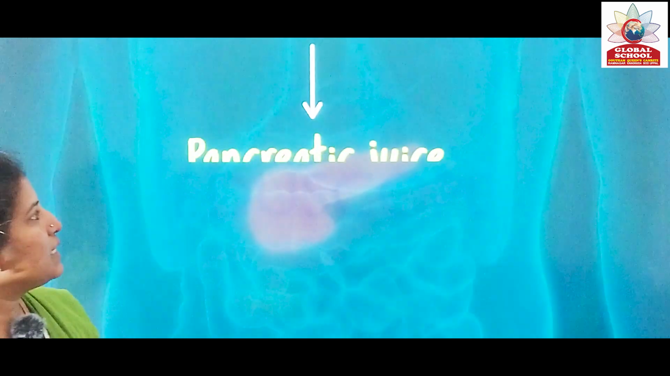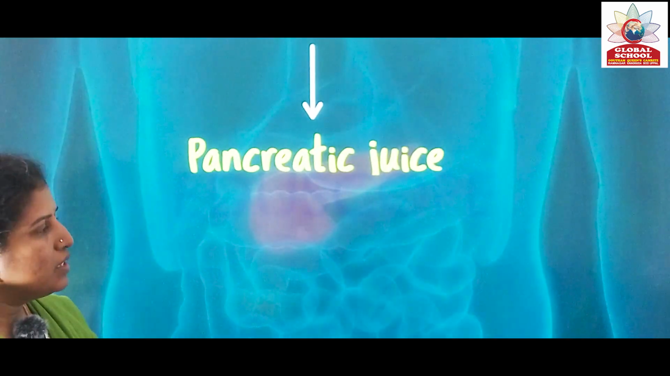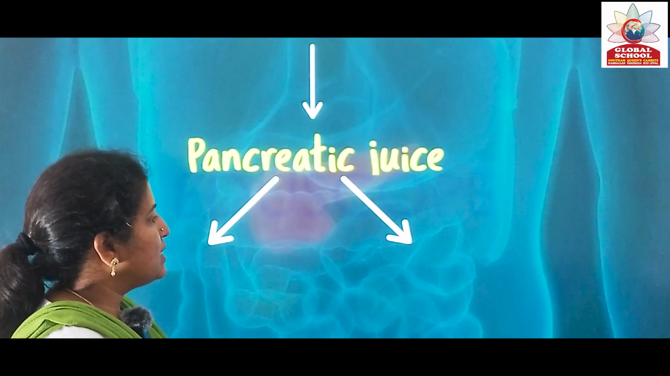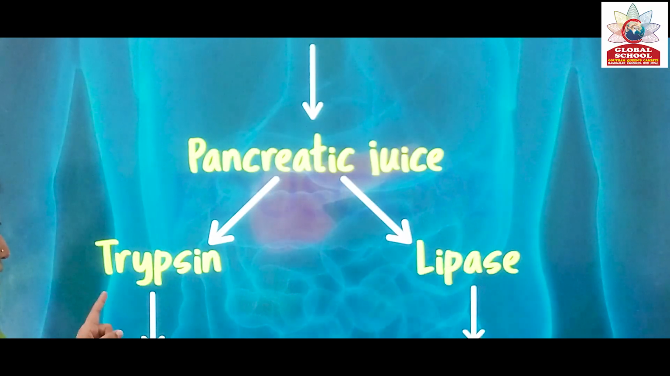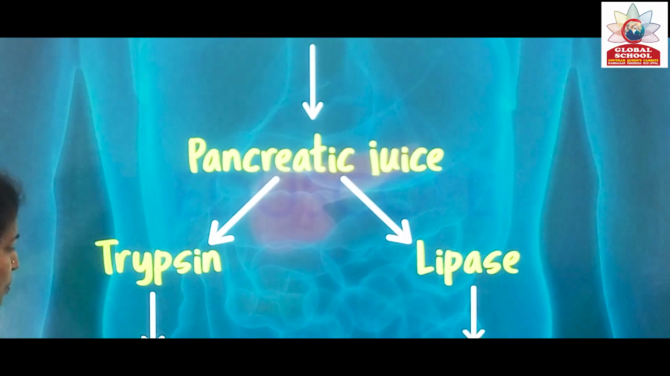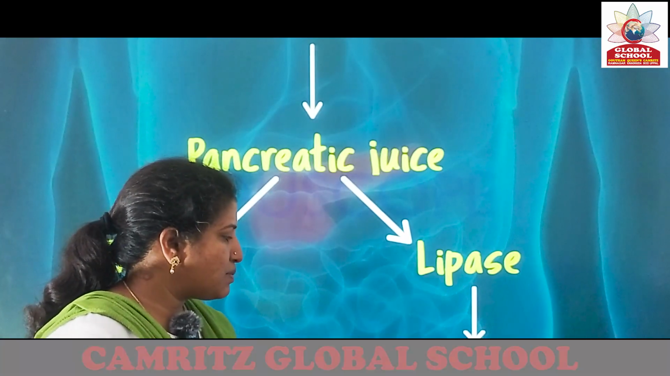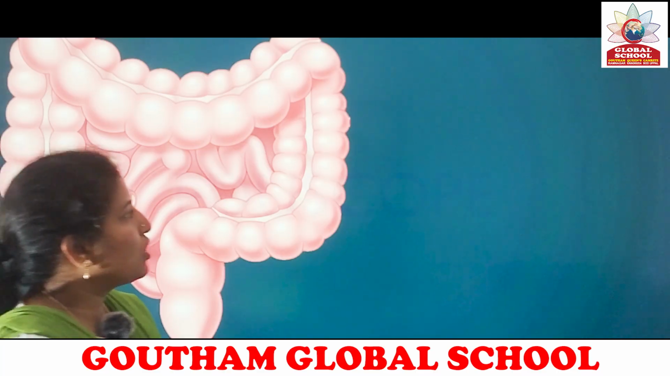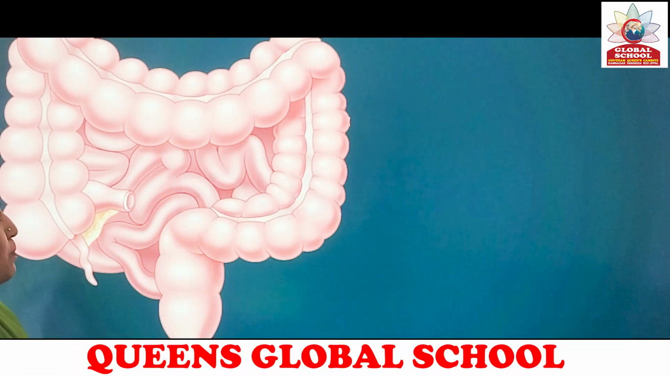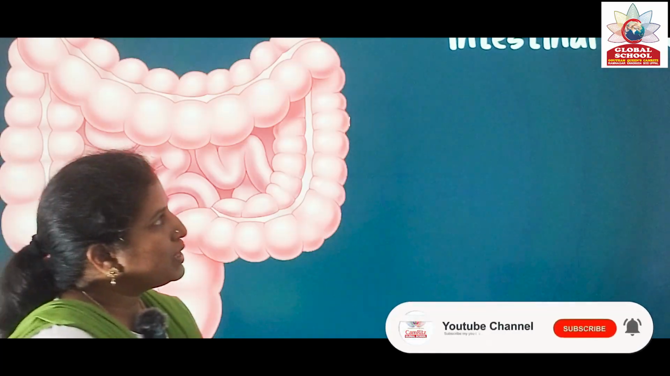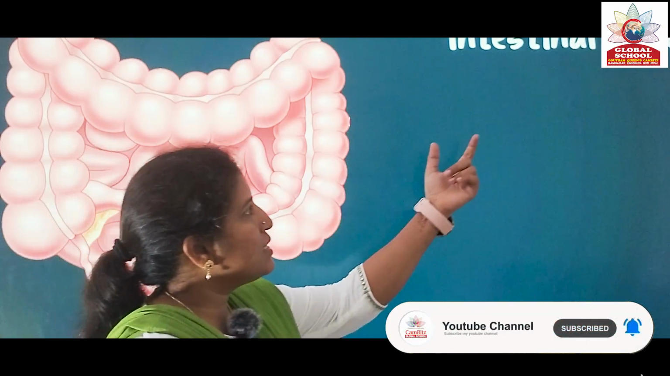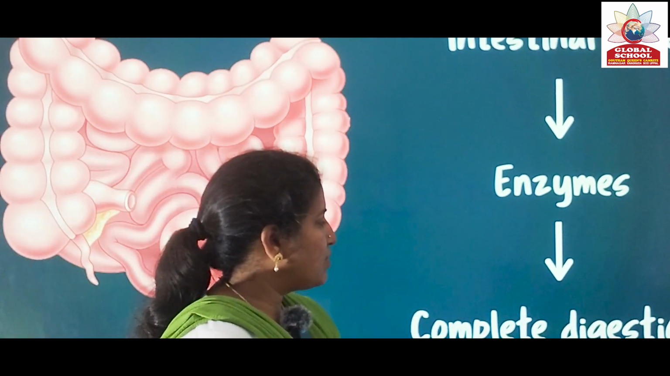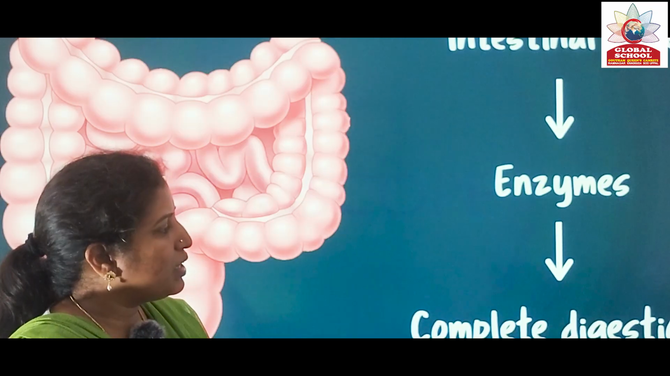Okay, so next, the pancreas is secreting pancreatic juice into the duodenum. Pancreatic juice helps in the digestion of carbohydrates and proteins. Trypsin is the enzyme which helps in protein digestion, lipase is the enzyme which helps in fat digestion, and pancreatic amylase is the enzyme which helps in carbohydrate digestion. So most of the proteins and macronutrients will be digested here. The intestinal lining also secretes some juice called the intestinal juice, and it has the enzymes which will complete the digestion of the food.